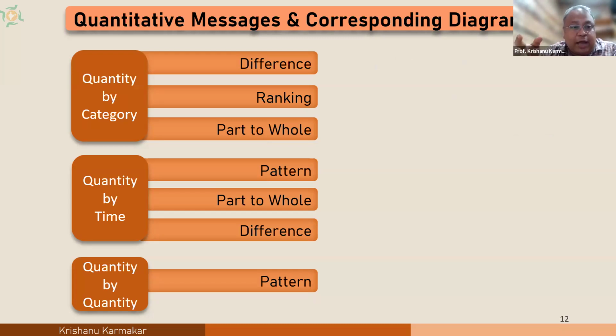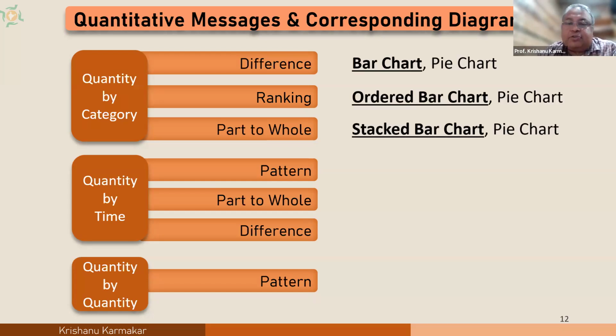So what are the common diagrams that we can create using the different attributes and geometric shapes that I have discussed? Difference is shown very well by bar chart. Again, remember, there are thousands of different types of charts possible. I am only talking about very popular and commonly used ones. So bar chart and pie chart. Bar chart uses length, pie chart uses the angle to show the difference.